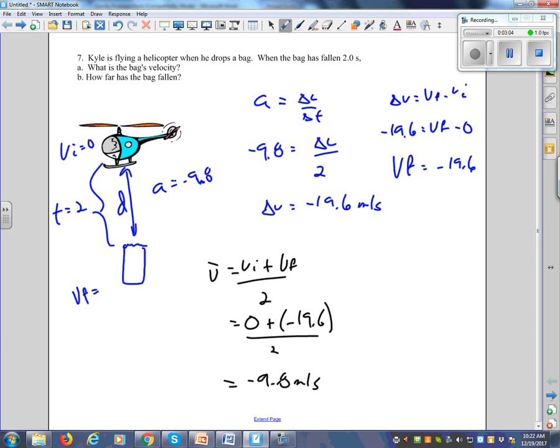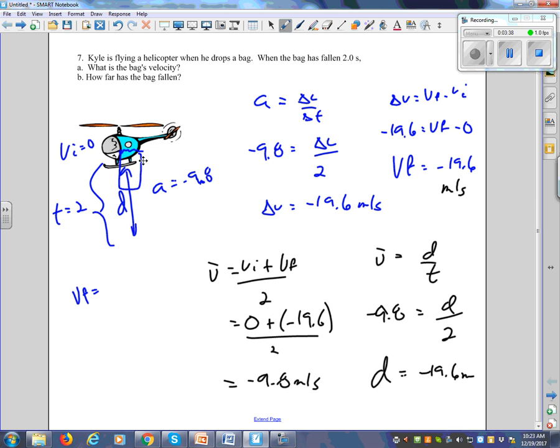So now to find out how far the bag has fallen, now we're going to go v bar equals d over t. And what's that v bar again? Minus 9.8. And guess what we're going to end up doing? What's the time? 2. We're going to multiply by 2 again, and we're going to get minus 19.6. And some of you might say, well, why did we bother doing all that when we ended up with the same thing as we had before? Well, this 19.6 is actually a speed, it's in meters per second, and this is minus 19.6 meters. So the bag has fallen 20 meters in that 2-second period.